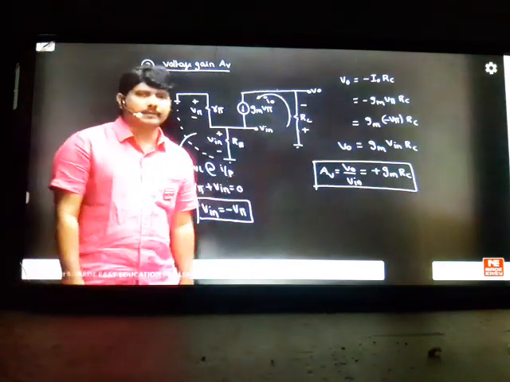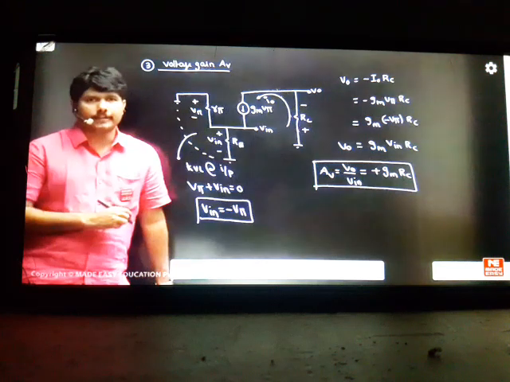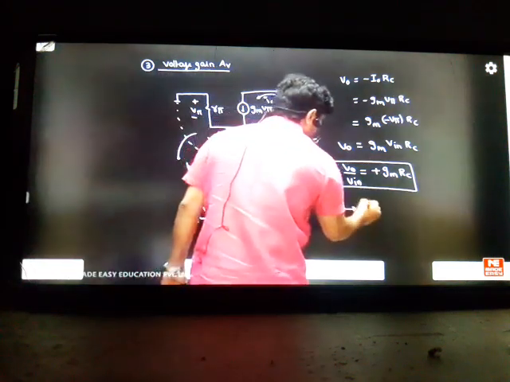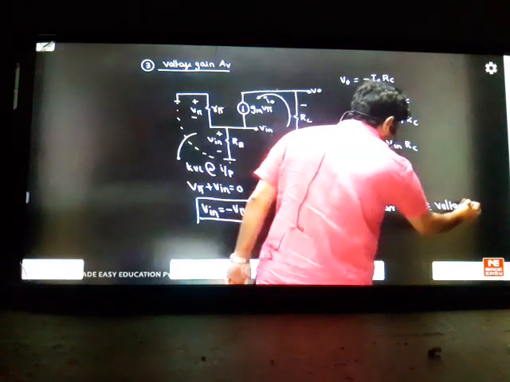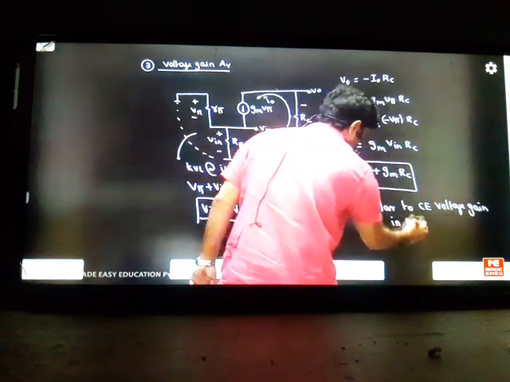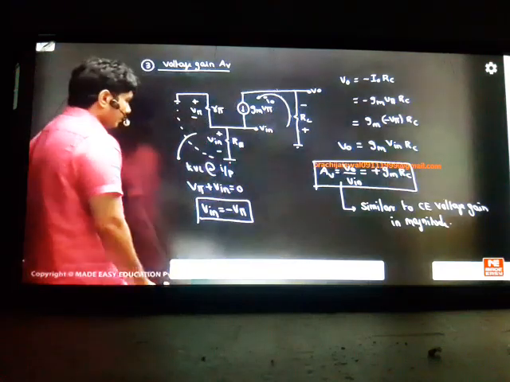A common base amplifier is also giving a voltage gain similar to the common emitter voltage gain. Both are getting the same gains, but one is giving a negative effect, one is giving a positive effect. So that means it is exactly similar to the common emitter voltage gain in magnitude. Magnitude wise, it is the same.